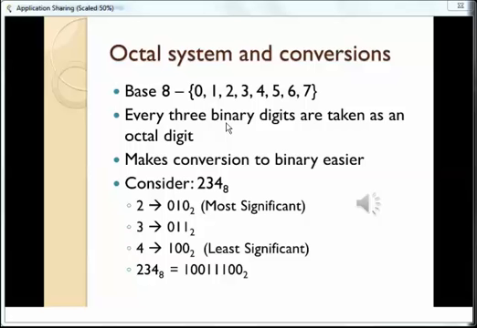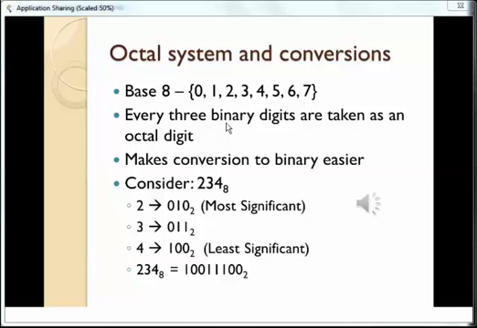It's also one of the advantages of using the octal system that it can limit the amount of data that we have to deal with to represent numbers, because we are using far fewer digits, as we will see in the following example.